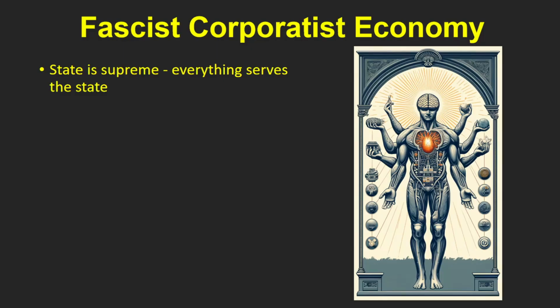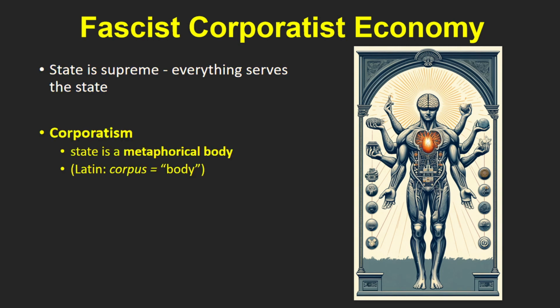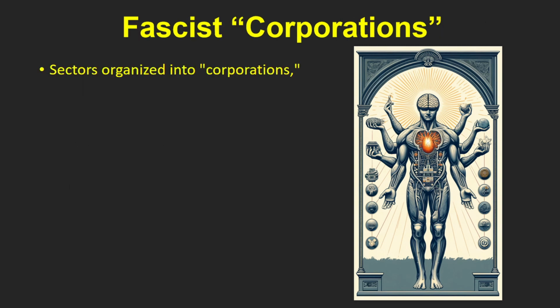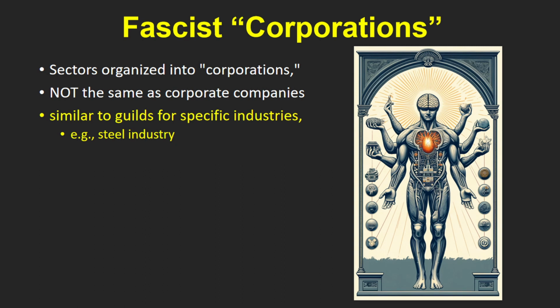According to fascism, the state is supreme, and everything else exists to serve the state, including the economy. Corporatism views the state as a metaphorical body, and all sectors of the economy and society are organs of the state, and expected to work together to function properly. Sectors of society and the economy were organized into corporations, not to be confused with what we know as corporations, like Apple or Walmart. These corporations were more like guilds, representing certain sectors, such as the steel industry, for example.